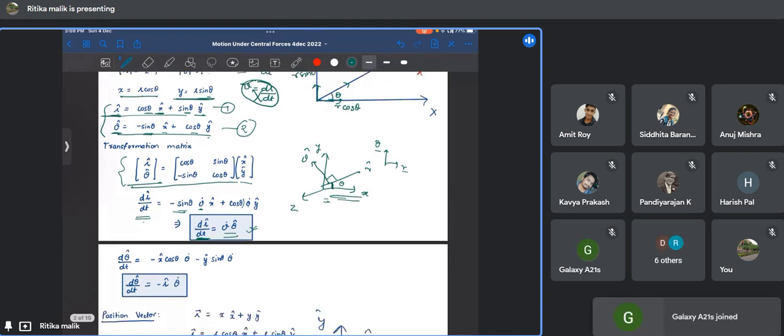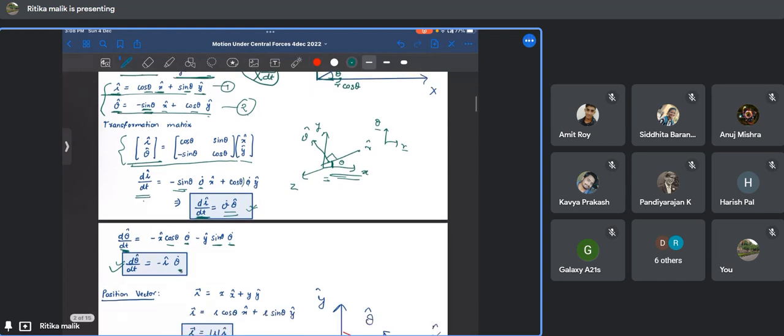Similarly, if you differentiate equation 2 with respect to time t, then this will become minus cos theta with the chain rule d theta by dt, and similarly sin theta d theta by dt. You just take theta dot outside, then it will become minus r cap theta dot. So you have dr cap by dt and d theta cap by dt.